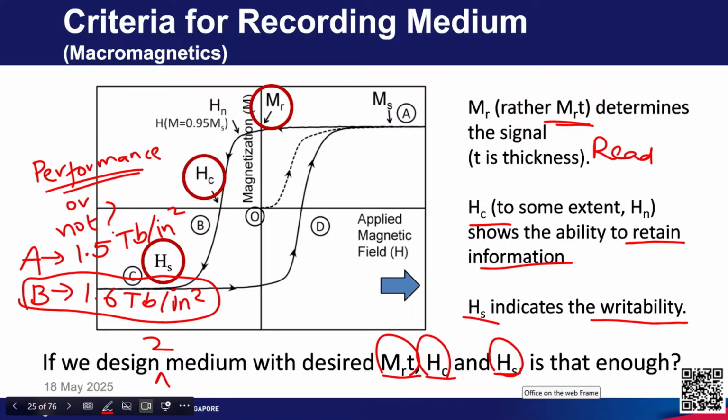I told you that these three are the parameters related to reading, writing and storing, but still I notice that recording medium A is inferior compared to recording medium B. Why is it so? Why could it be so? I have not taught you, so you can tell any answer.